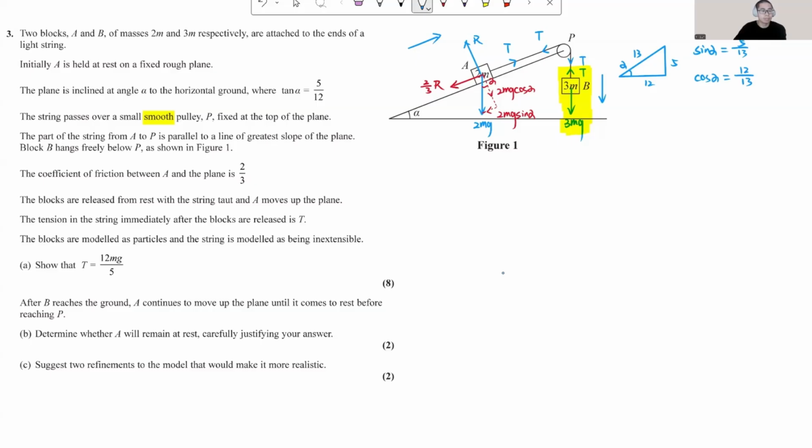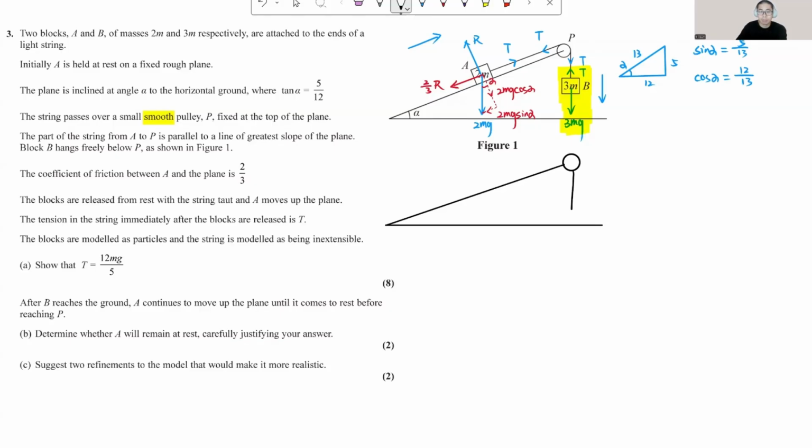Let's have a look at part B. After B reaches the ground, A continues to move up the plane until it comes to rest before reaching P. And we want to determine whether A will remain at rest. Carefully justify your answer. Okay, so let's sketch a new diagram, because this time B has already reached the ground, so it will be different now. The diagram should look something like this.